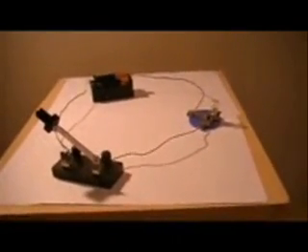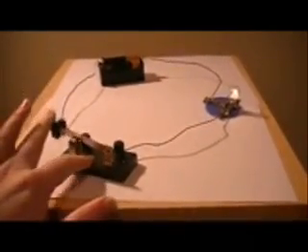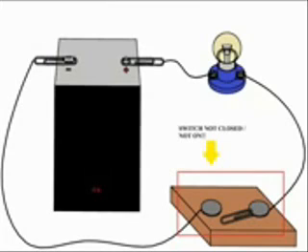What's happening here is when our switch is open, the circuit is broken. It's not completed. There's a gap in the circuit. Therefore, our bulb cannot light. Whereas when the switch is closed, our bulb does light up. This is because our circuit has been completed.